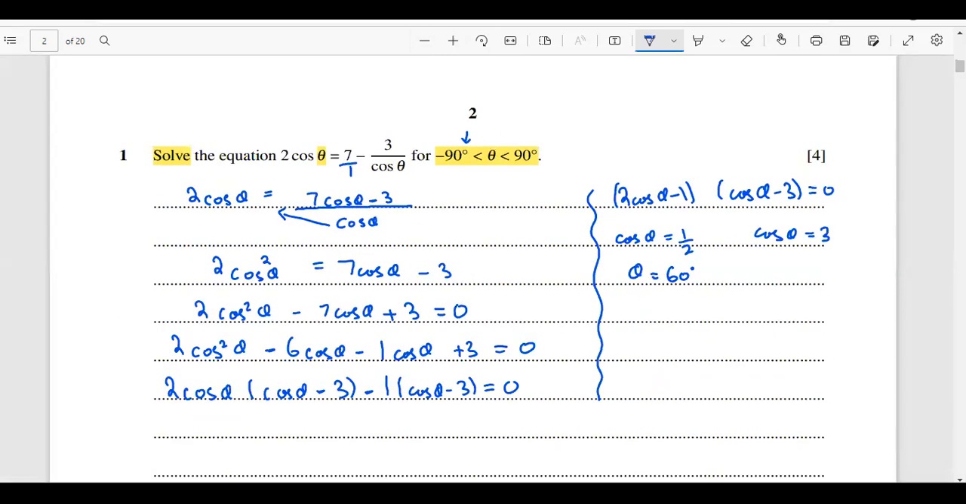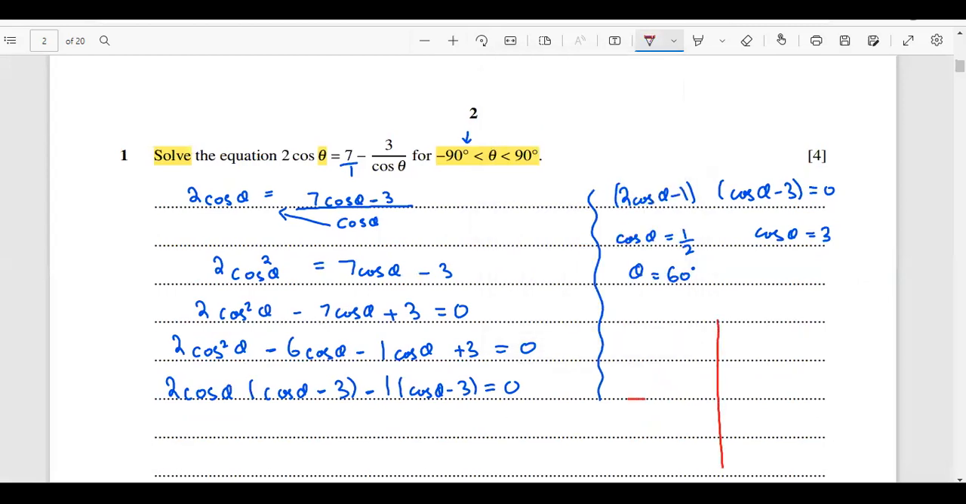Now I need to think about my quadrants. I have 4 quadrants in mathematics. This is the first one, the second one, the third one, and the fourth one. They're talking about cos theta equals 1 by 2, which means cos is positive. So we have all positive in the first quadrant, so the first quadrant would be valid. And we have cos positive in the last quadrant, or the fourth quadrant. Other than that, cos theta is negative, so we'll be only focusing on the first and fourth quadrants.